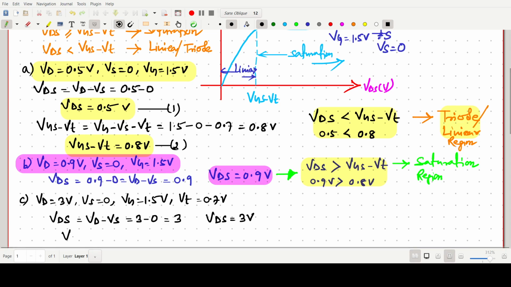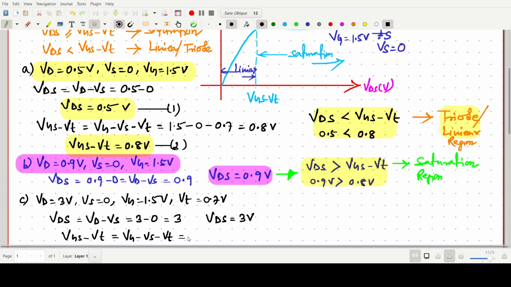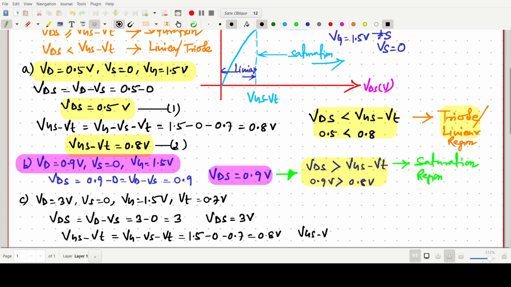Now VGS minus VT, no need to calculate because you already calculated, or if you want to write, then write like this: VG minus VS. VG is 1.5 minus 0, minus 0.7, 0.8 volt. So VGS minus VT is always 0.8 volt in our case.